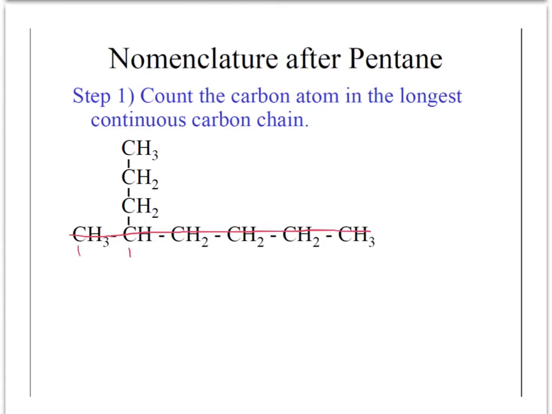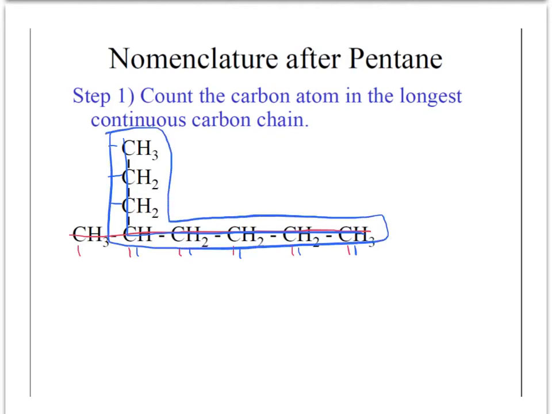And that one's got 1, 2, 3, 4, 5, 6 carbons in it. But I will direct your attention instead to this chain right here, which has 1, 2, 3, 4, 5, 6, 7, 8 carbons in it. So this chain would be our longest chain, and we want to use that as the backbone. So step number 1 is to find the longest chain and circle or mark that. That's going to be the backbone of this structure.